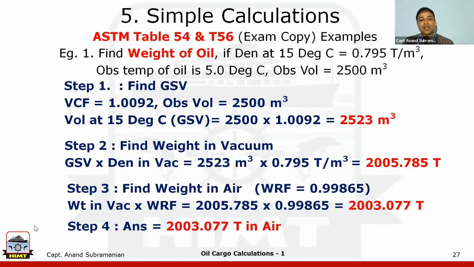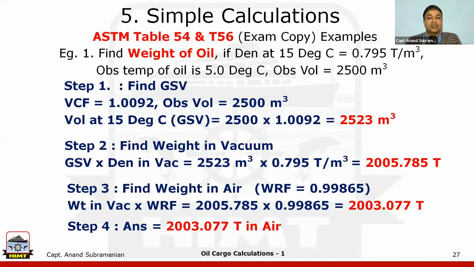Again, it's a simple multiplication. Weight in vacuum, which is obtained over here, multiplied by WRF, which is obtained over here. A simple multiplication of these two gives me an answer of 2003.077. And now that is the weight in air. Now you see what happens over here. The weight in vacuum is 2005. The weight in air is 2003.